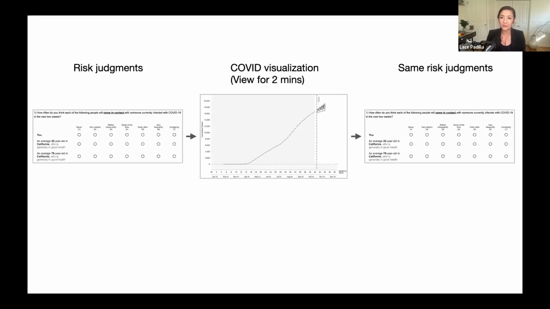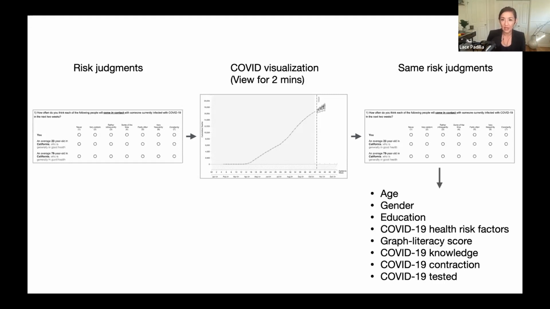But in addition to these risk estimates, we have lots of other data from people, including their age, gender, education. There were 20 COVID-19 risk factors that the CDC issued, so we have measures of everyone's health risk factors. We have a graph literacy score, their knowledge about COVID, and whether they had contracted COVID or been tested for COVID. The results I'm about to show you on the next page are taking into account all of these significant predictors, and all of these definitely matter. If you're interested in more on some of these individual differences measures, the paper that we just published has, I think, 50 pages of supplemental material that breaks down all of these very meaningful factors that impact people's risk judgments. But this data here is accounting for those.